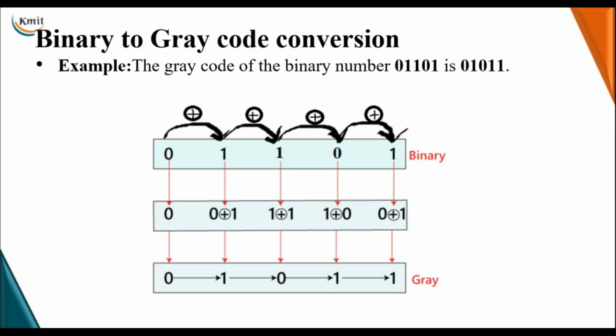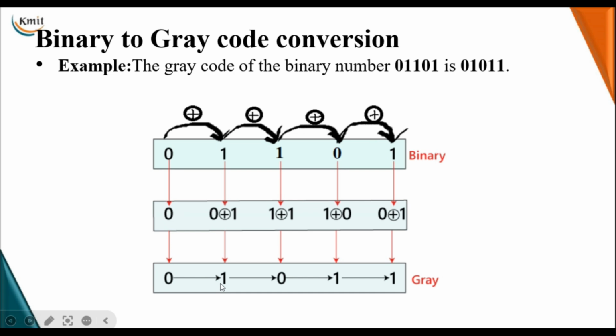Now I'll explain this with an example. My given binary number is 01101. From this given binary number, we need to obtain the gray code. The exclusive OR logical symbol is a plus within a circle. Now I'm going to take the most significant bit as it is in the gray code. As the most significant bit of the binary is 0, I consider it as the most significant bit of the gray code.